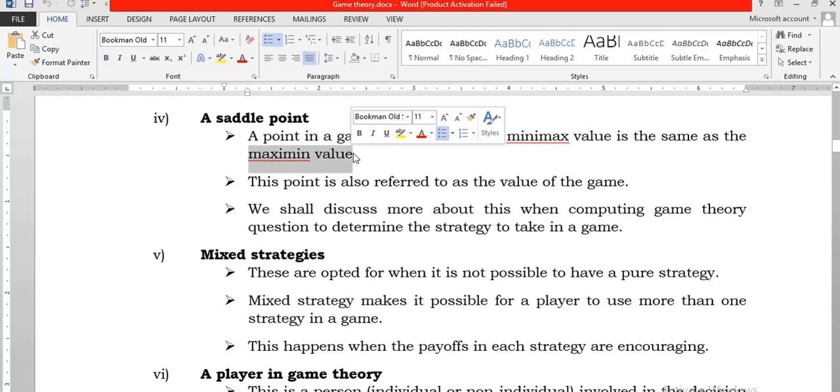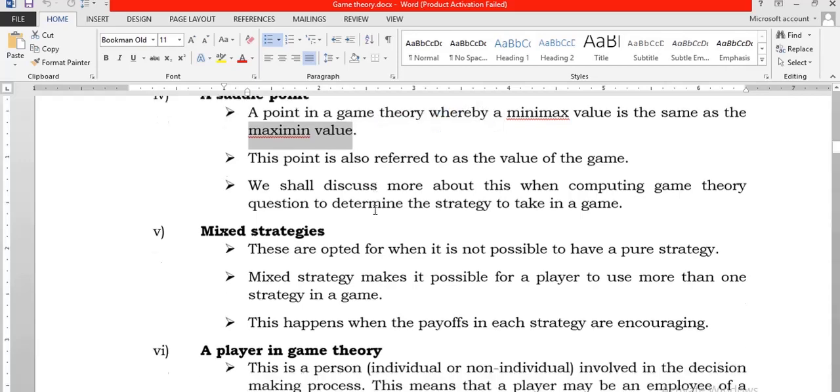So when the maximin value and minimax value are the same, then we talk of what we call a saddle point. Each saddle point will be able to lead us to what we call the value of the game. The value of the game is the maximum possible payoff to one of the players, in this case player B, regardless of whatever strategy that player A may use. So we are going to look at that value of the game in the computation.